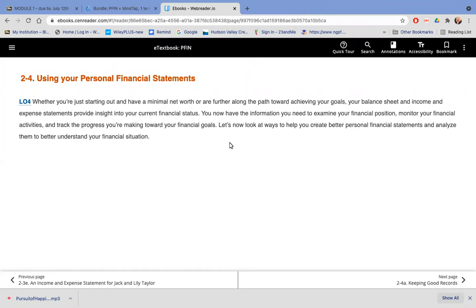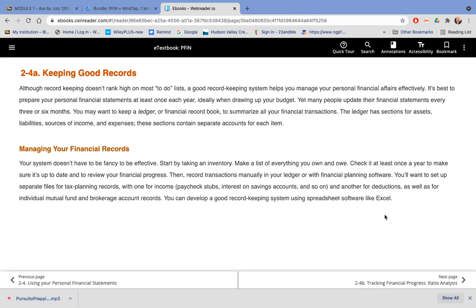So it's very important to know that your balance sheet and income and expense statements are going to be your base way of measuring things. And so it's very, very important that you get into a habit of keeping some type of record on things like your assets and liabilities and seeing where your net worth is at a particular time. Probably, I would say, even more important to keep track of your spending and make sure you have that listed.